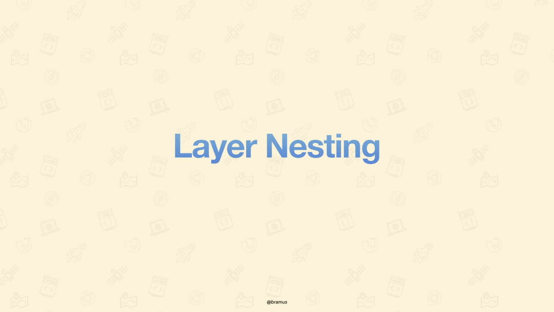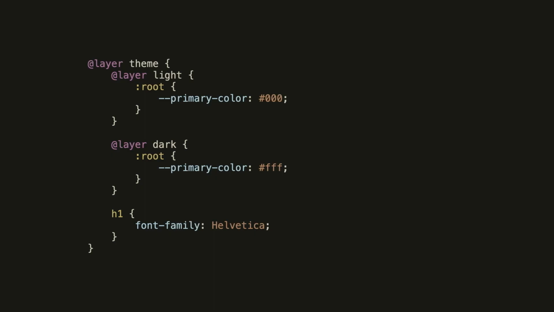Hang on. Layer nesting. Yes, you can nest layers. I find this interesting. For example, we have a theme layer, and inside of our theme layer, we define a light layer and a dark layer. So again, these layers here internally, they have their own order and again, their own priority. So layer.dark will win from layer.light. We also have some regular CSS rules in there as well.